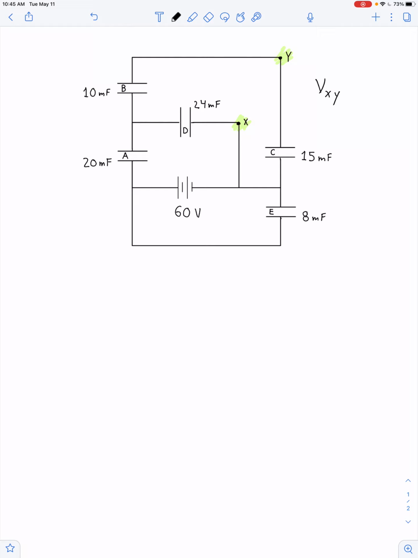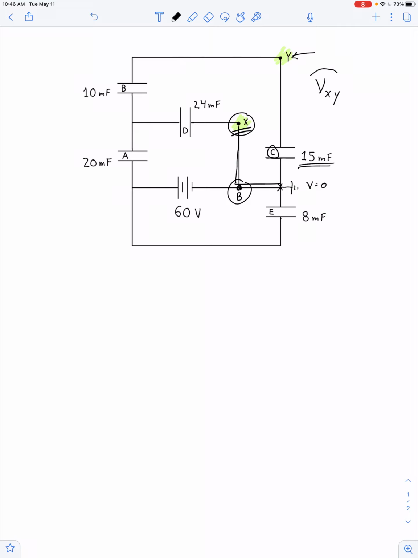Vxy? We notice that this point X is at the same electric potential as this point that I might call B. And if I want to, I could put the symbol for ground right here. So we know the electric potential at point X, at point B, at this point, in fact, at the lower plate of capacitor labeled as C, is a value of 0. So if I could find the potential difference across the 15 millifarad capacitor, that would give me the electric potential at point Y. We know the electric potential at point X is 0. So really that's all we're trying to find.